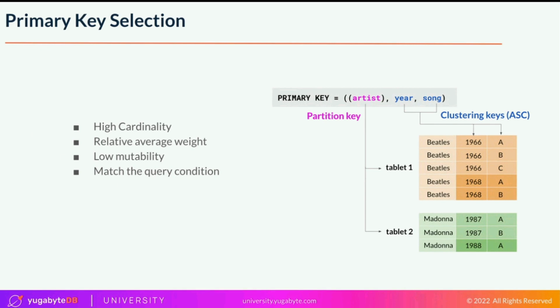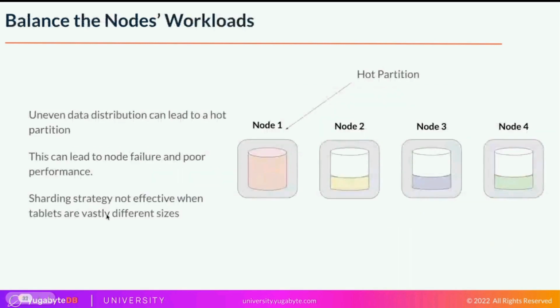It's important to select a partition key with high cardinality and an evenly weighted number of unique values. Of course, low mutability, or something you don't really want to change that much. And it has to match the required data access patterns of the application, namely the query's where condition. So in the next slide, we'll talk a little bit more about how it's important to balance your workloads.